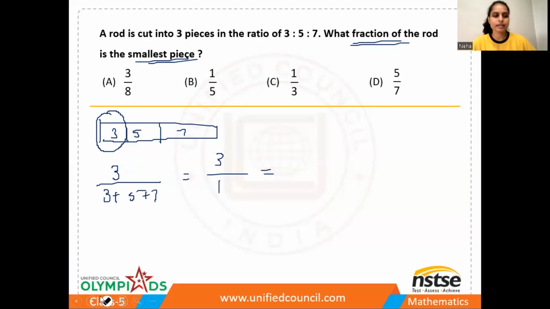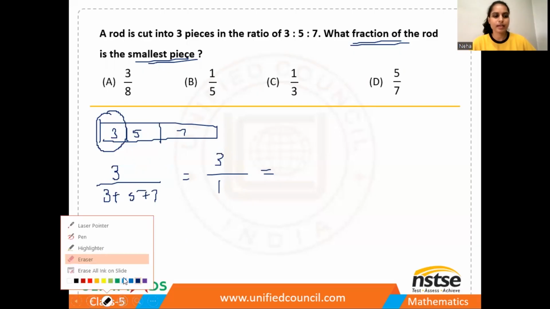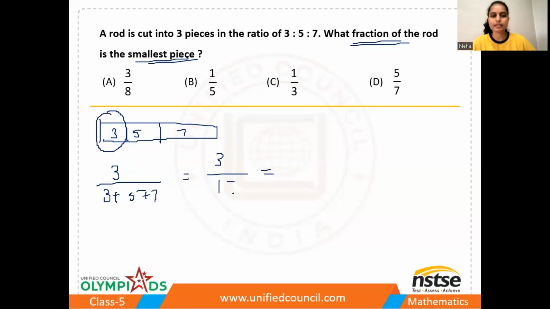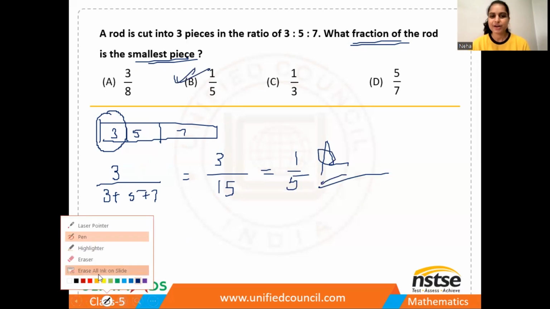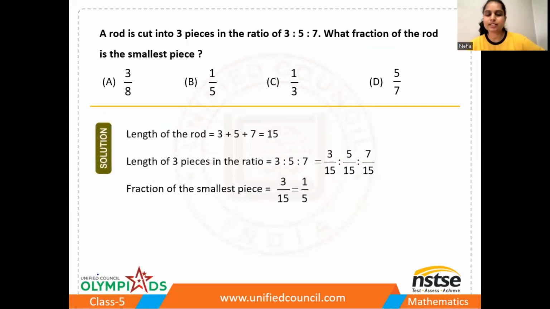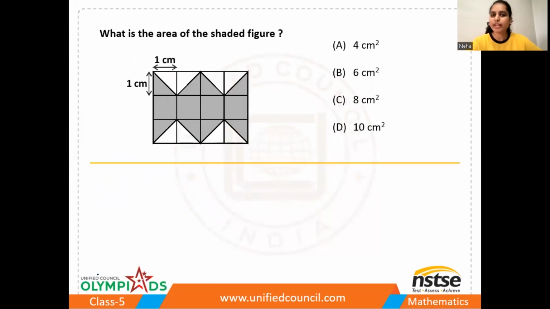Alright, this is my eraser. And this is my pen, and yes, this is 3/15. Okay, so 3/15 I can simplify to 1/5, right? So 1/5, that means option B is your right answer. Correct? Alright, and yes, this is the detailed solution to the given question.